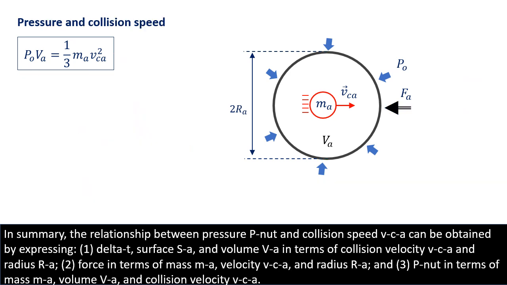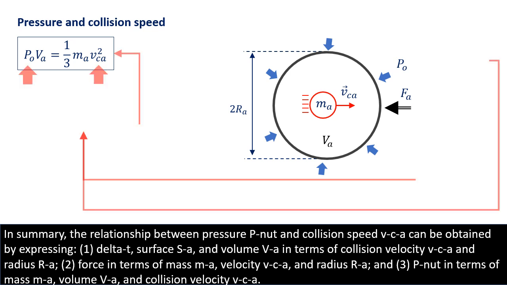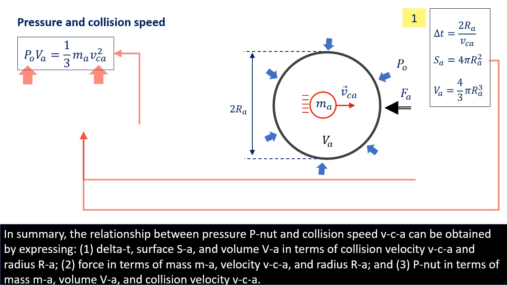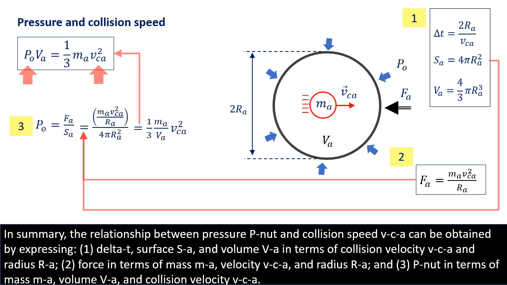In summary, the relationship between pressure P0 and collision speed Vca can be obtained by expressing 1. Delta t, surface Sa, and volume Va in terms of collision velocity Vca and radius Ra, 2. Force in terms of mass ma, velocity Vca, and radius Ra, and 3. P0 in terms of mass ma, volume Va, and collision velocity Vca.